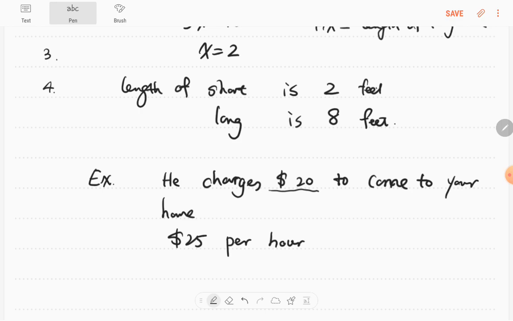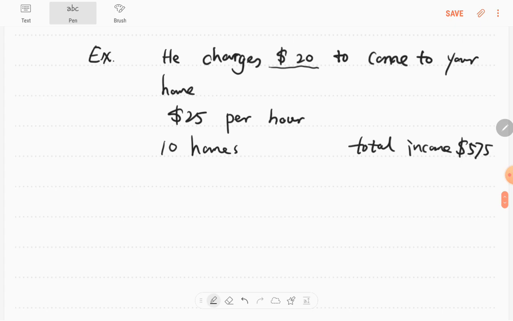And this time we have this question. During 1 month, he visited 10 homes. And we know total income is $575. We just want to know how many hours did he work. How many hours did he work?